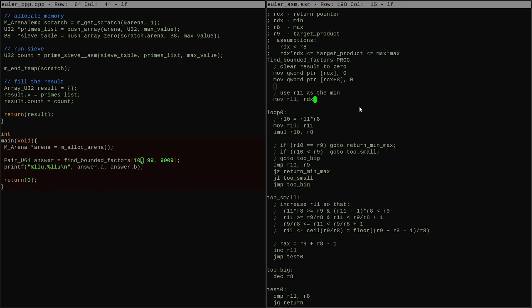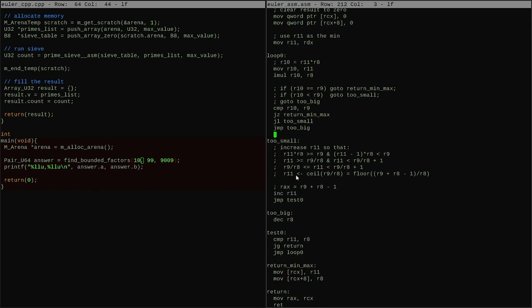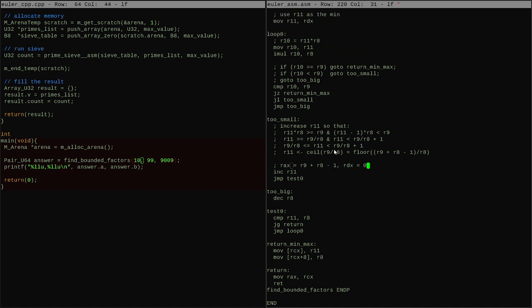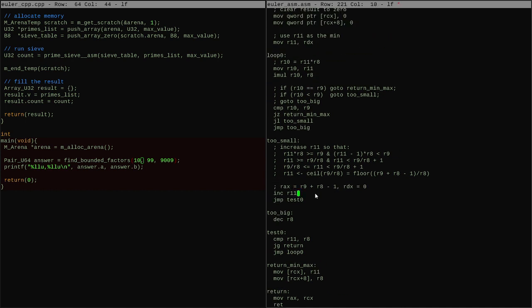The reason I want to do that is so that I don't have to worry about it. When I go to do a divide, I have to use the RAX and RDX registers. So you have to do it like this, and I don't want to trample over the min that I need.